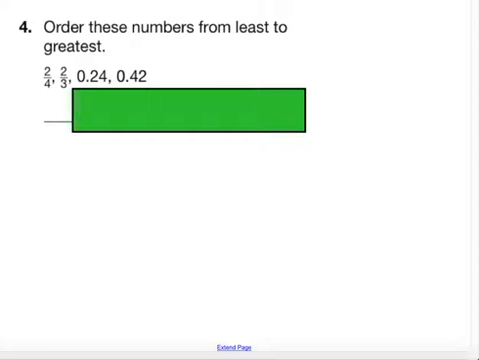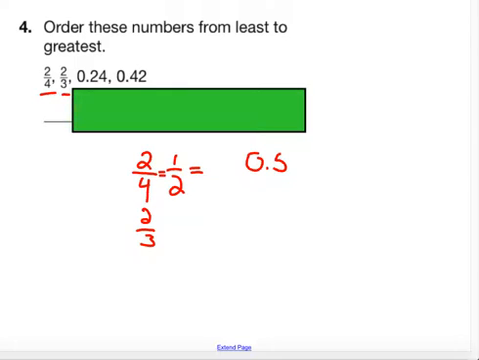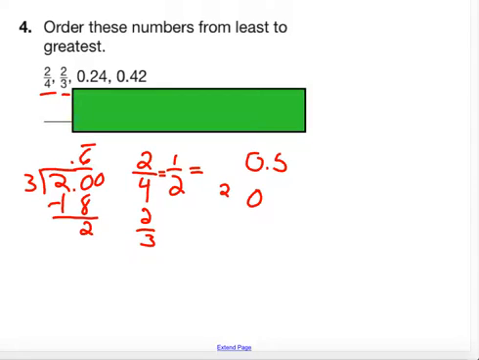Number 4, order these numbers from least to greatest. In order to solve this problem, you have to turn everything into decimals. 2/4 is 1/2, which means you have 0.5. 2/3: if you divide 2 by 3, you will see that you create a decimal also. 3 will go into 2 six times. You will have 18. Subtract and you have 2. It becomes a repeating 0.6. So your decimal for 2/3 would be 0.6 repeating.